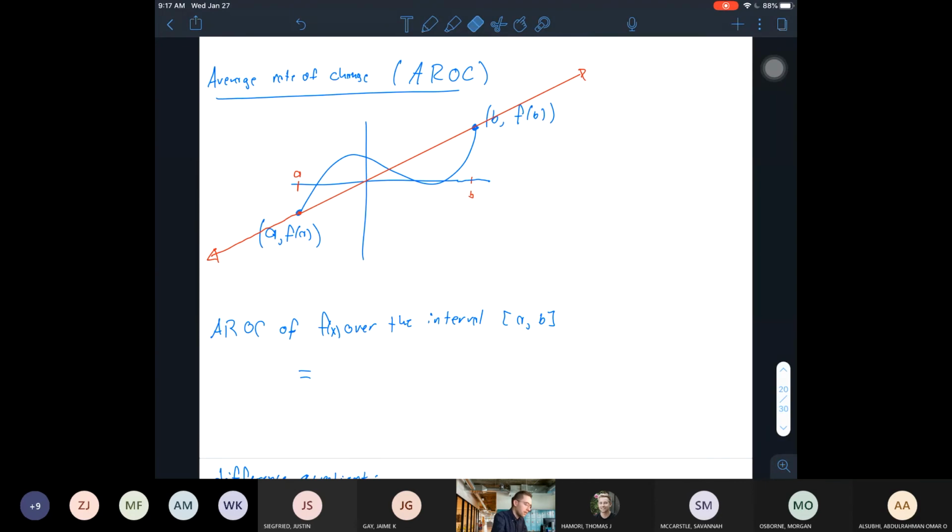So we call the average rate of change of f of x over this interval from a to b the slope of the, quote, secant line, which is just a fancy way of saying a line which passes through those 2 points, which passes through the points a comma f of a and b comma f of b.